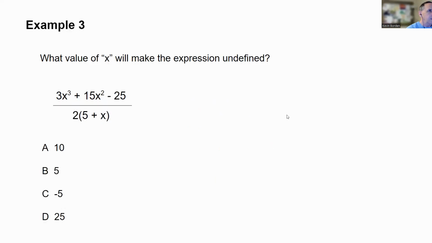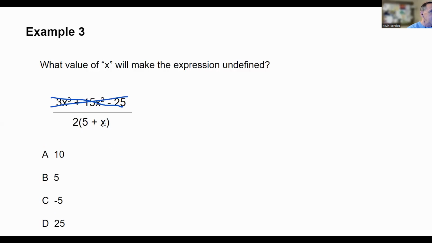What value of x will make the expression undefined? Now, the top of this fraction is pretty ugly, but we're going to ignore it. The bottom is a little bit more complicated in this case, so we want to be careful with this one. I wrote that wrong. This should be 5 plus x.